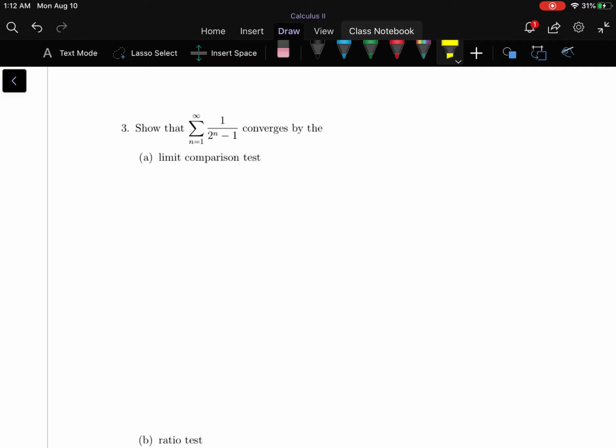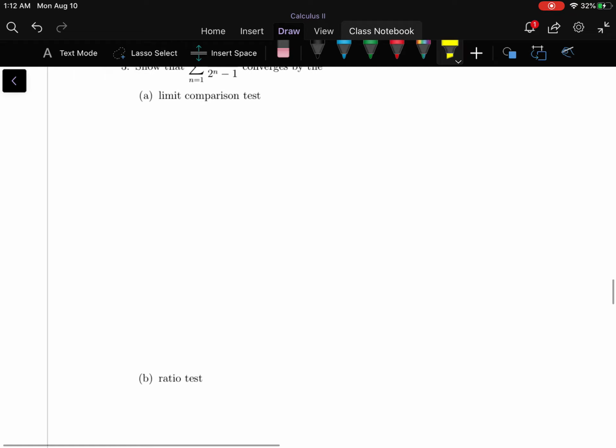So question 3 asks for us to show that the series 1 over 2 to the n minus 1, the minus 1 is not in the exponent, converges by two tests, the limit comparison test and the ratio test. So for the limit comparison test, what we are looking for is a few things in the setting.